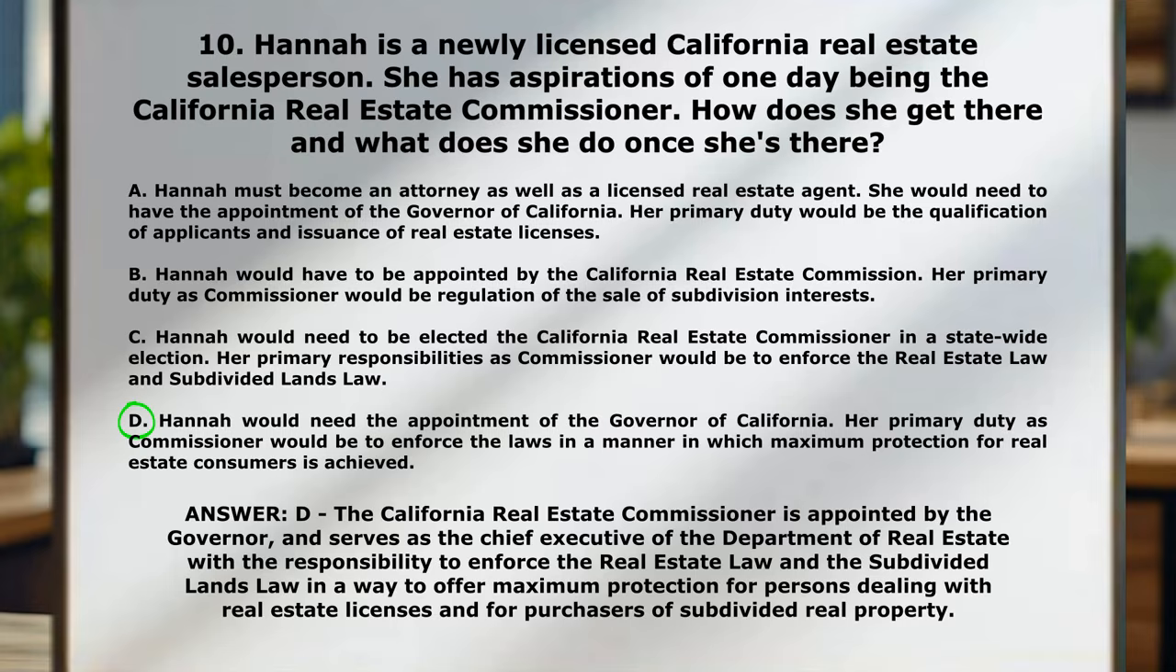And so what is the commissioner? The commissioner is the main executive of the DRE. The main responsibility of the California Real Estate Commissioner is to protect the public. So this question, three of the answers seem kind of correct, right? Answers B, C, and D. You need to pick the most correct answer here, and that is D.